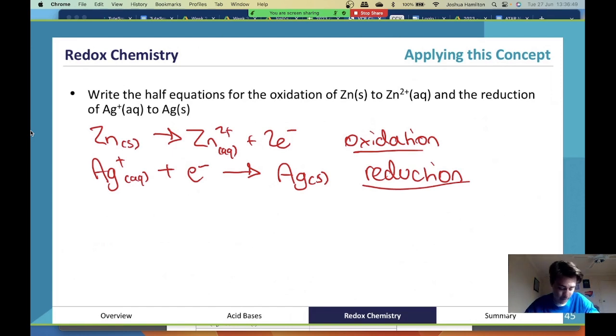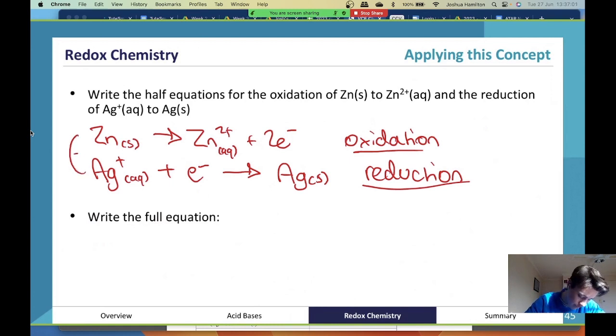Now, the next step here is to write the full equation. So how am I going to go about this? What is going to be involved in writing my full equation? Well, I need to add these two together. By adding them together, I need to eliminate my electrons. What's really important here is that this is 1 and that is 2. So I'm going to need to double this equation. So it's going to need to be 2, 2, 2, and 2.